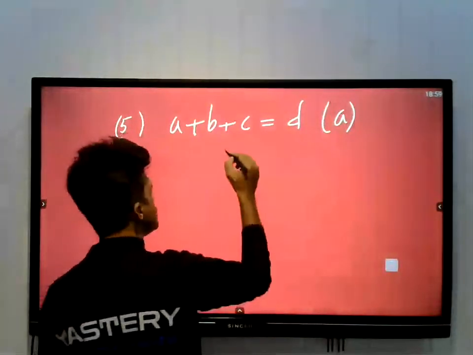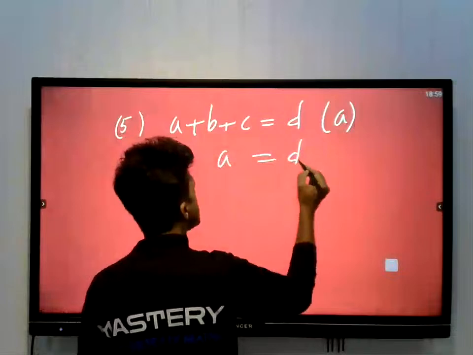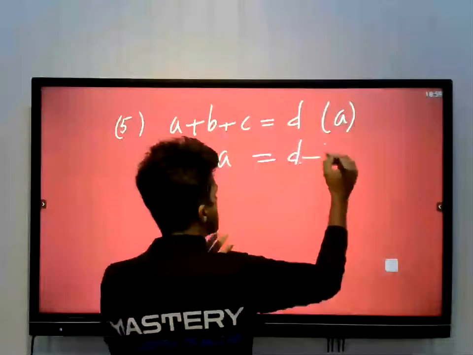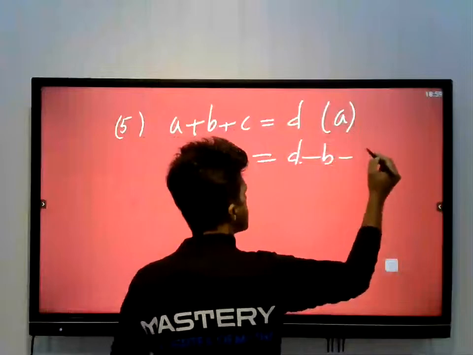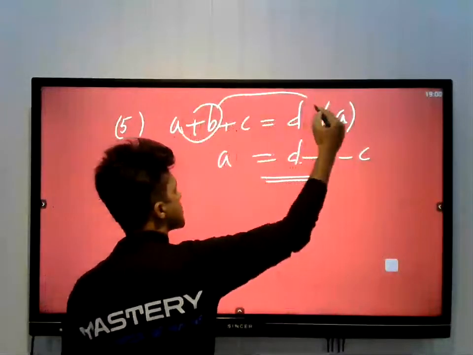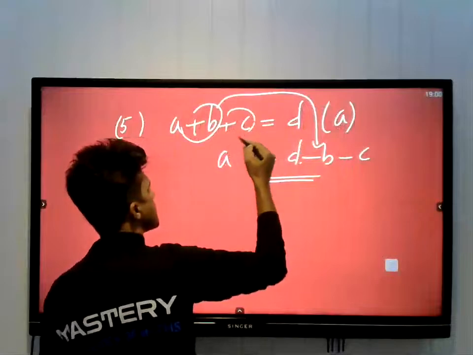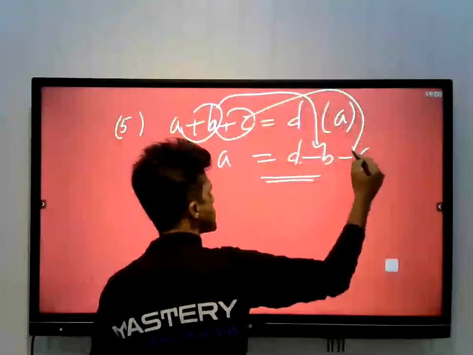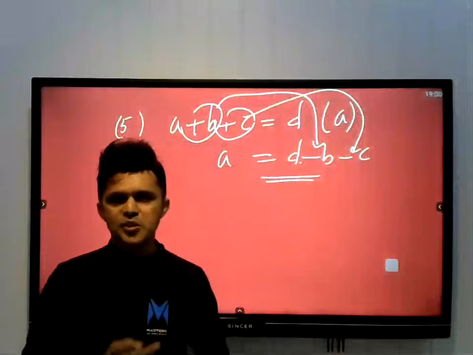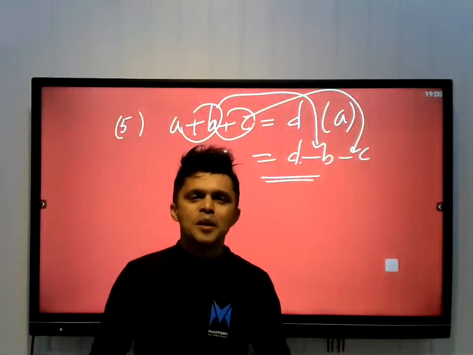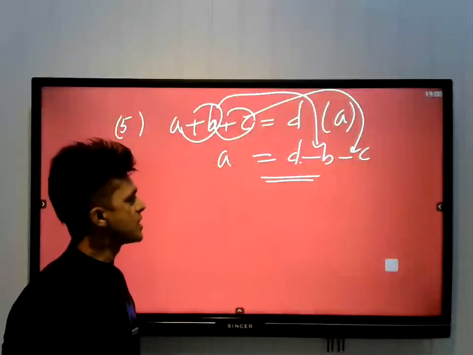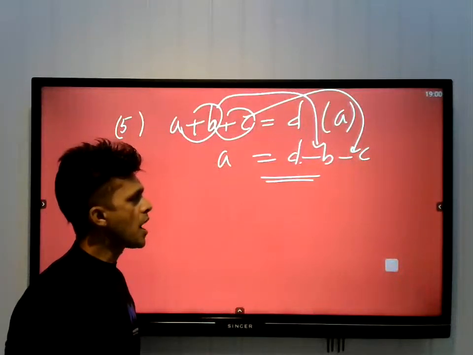A equals D. Plus B becomes minus B, plus C becomes minus C. This is the answer. I don't want to show these arrows, right? So that you can get an idea, I mentioned these arrows also. So we have written A as the subject, that A equals D minus C.